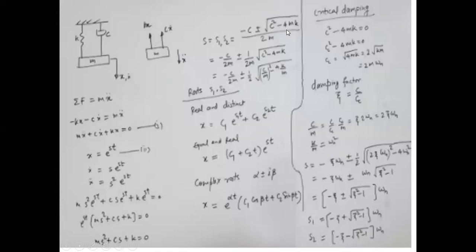This under root term, C square minus 4mk, is taken here. The under root term C square minus 4mk is equal to 0 for critical damping, because zeta is equal to 1. For critical damping, C square minus 4mk is equal to 0. And for critical damping, C is equal to Cc. Actual damping coefficient is equal to critical damping coefficient.